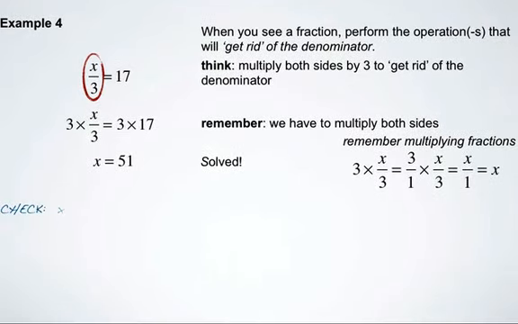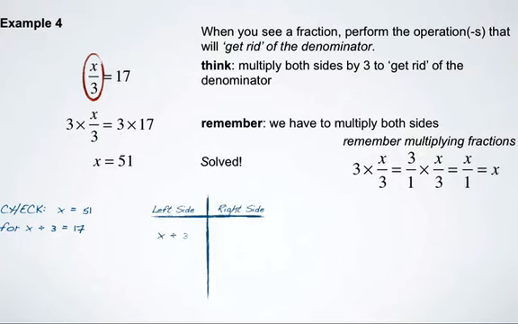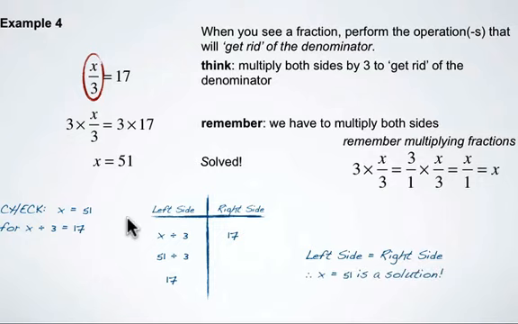So let's check x equal to 51 to see if it is the correct solution. Left side, right side, x divided by 3, 17. 51 divided by 3 equals 17. Left side equals right side, and x equal to 51 is a solution.